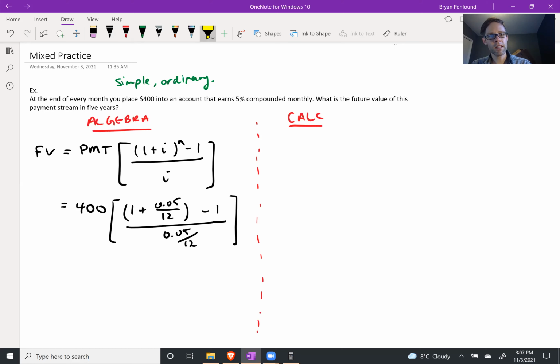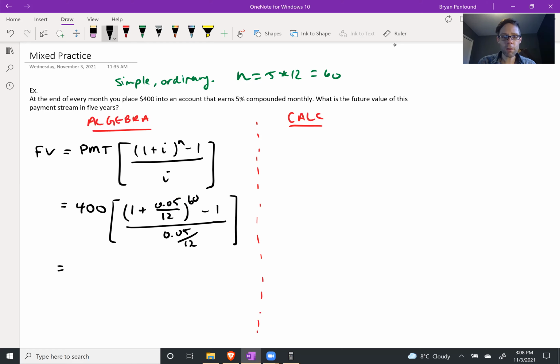Now, the last thing we need is a value for n. So we need to figure out how many equal-sized payments we have all together. What's going to be our power here? What's n equal to? So 5 years, every month. Yeah, so 5 times 12. Yep, I'm happy with that. So 60 should be our value for n.